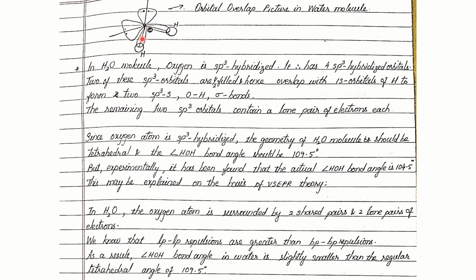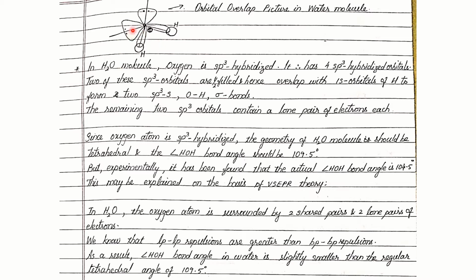2 out of 4 sp3 hybrid orbitals of oxygen are half filled, and hence they overlap with the 1s atomic orbital of these two hydrogen atoms. When these sp3 hybrid orbitals of oxygen atom overlap with the 1s atomic orbital of hydrogen atom, they overlap axially. End-to-end overlapping occurs. As a result, sp3-s sigma bonds are formed. That is, OH sigma bonds are formed in water molecule.